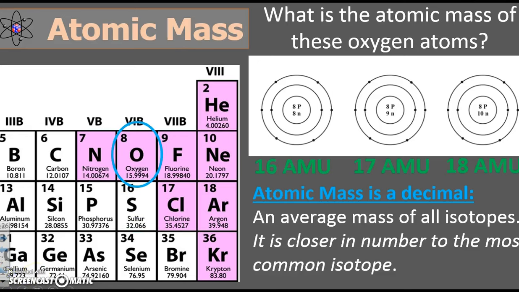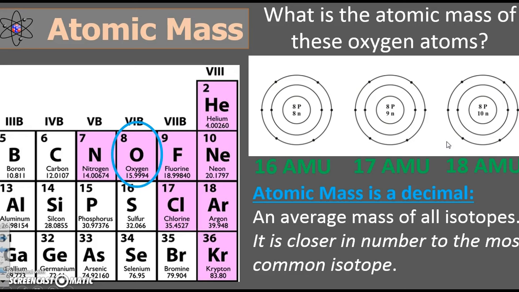As Mrs. Loving mentioned earlier, yes, the atomic mass has a decimal. So what is that decimal? If you look at the first atom of oxygen, you see that it has 8 protons and 8 neutrons. So it gives you 16 AMU. Look at the one in the center. It has 8 protons, 9 neutrons, 17 AMU. The one on the far right has 8 protons, 10 neutrons, so it gives you 18 AMU.